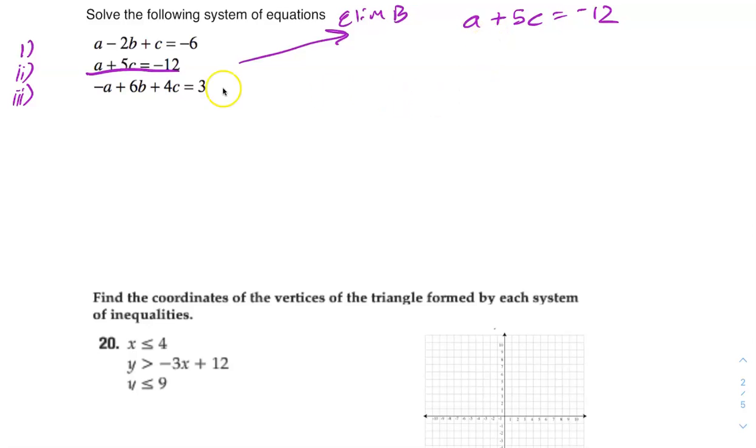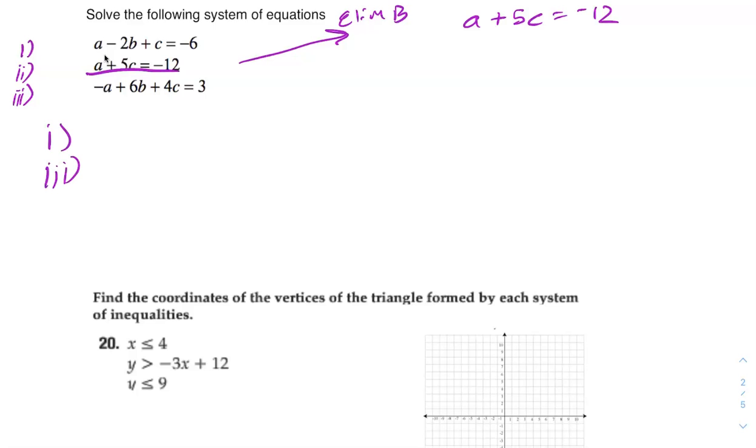Again, you don't have to do it this way. You could do it like the normal way if you wanted to. Getting rid of the A's is fine. Anything works. But if you want to use that to your advantage, you go, okay, B's gone. I'm going to use that. Then for 1 and 3, I gotta get rid of B again.